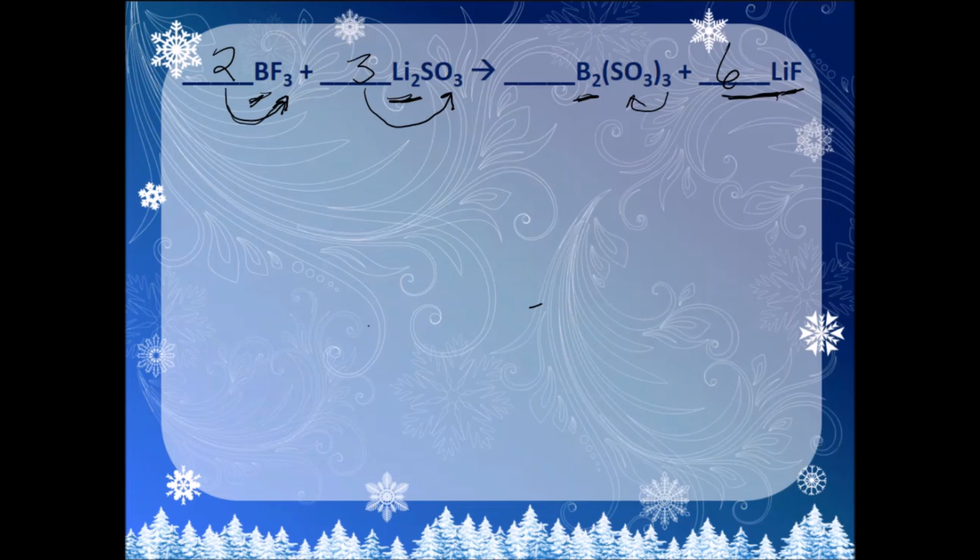Let's go back and check everything. 2, 3, 1, 6. How many B's? How many F's? How many Li's? How many SO3s? No, that would be how many oxygens. How many SO3s? Don't split them up.